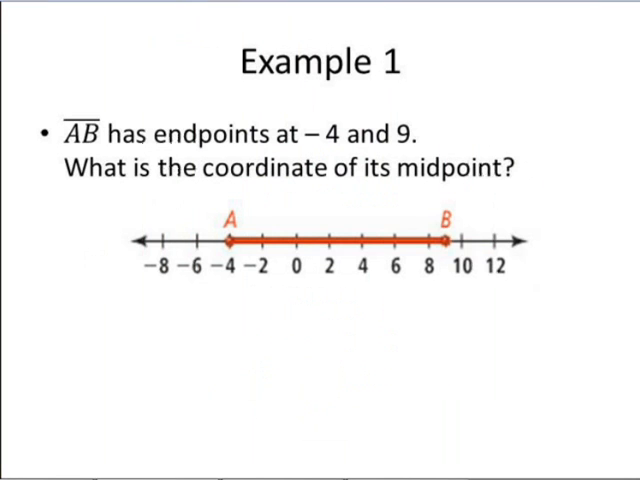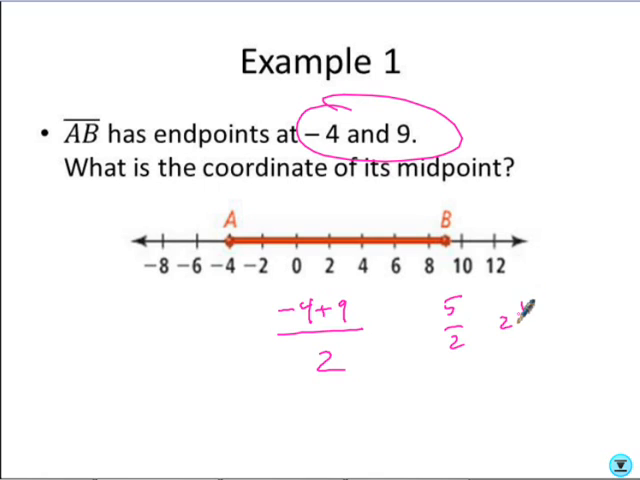All right, so here's an example. AB has endpoints at -4 and 9. What is the coordinate of its midpoint? If we're just finding the midpoint on the number line, all you really have to do is find the average of the two numbers that we're given. So that would be -4 plus 9 over 2, which is 5/2, which is 2.5. Any of those are acceptable answers. Okay, easy enough.